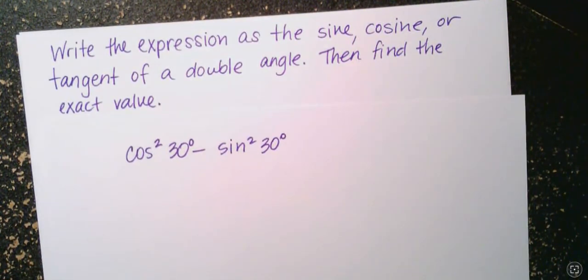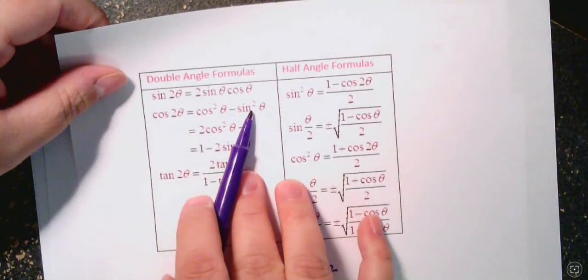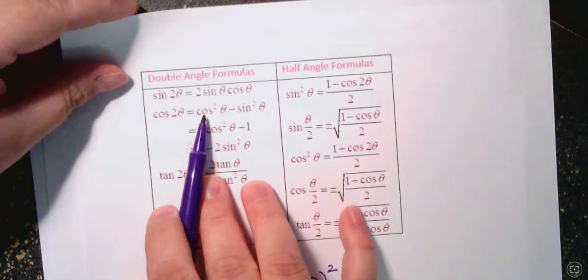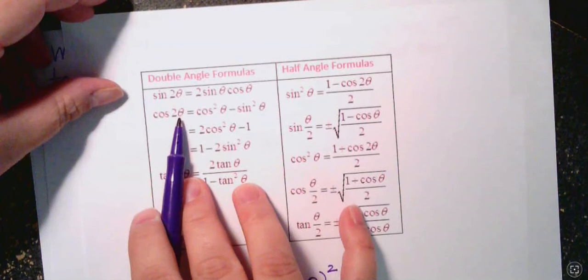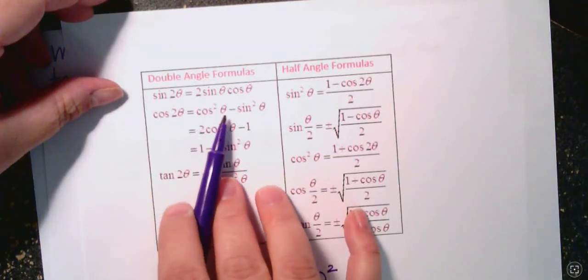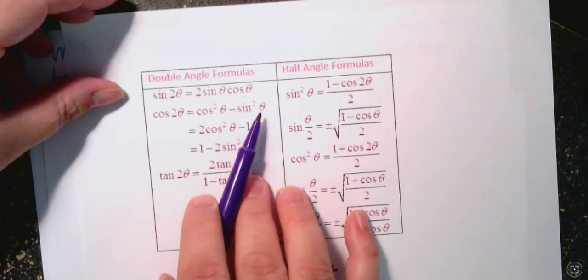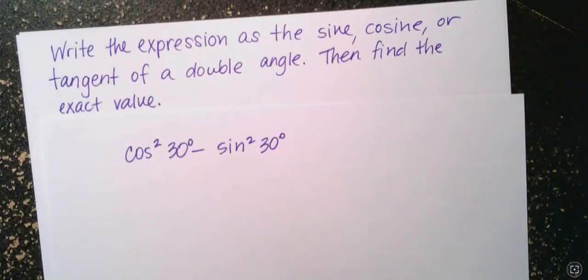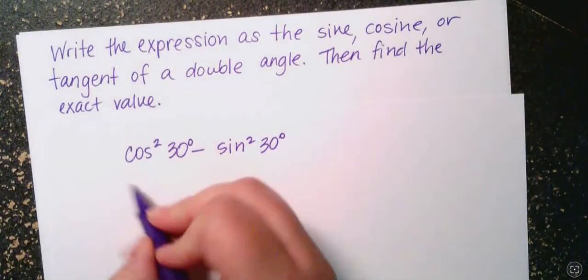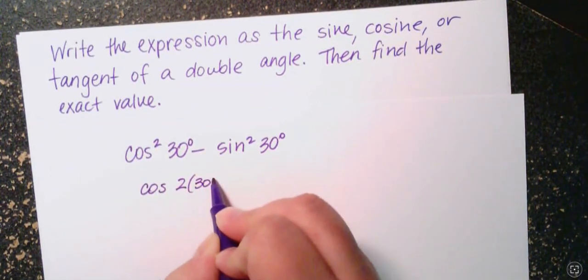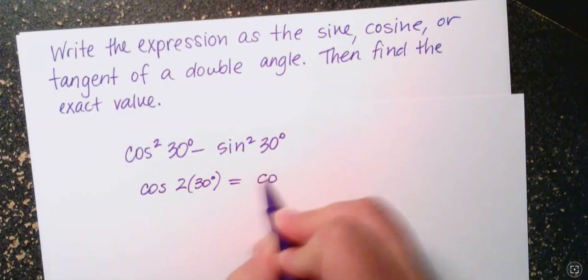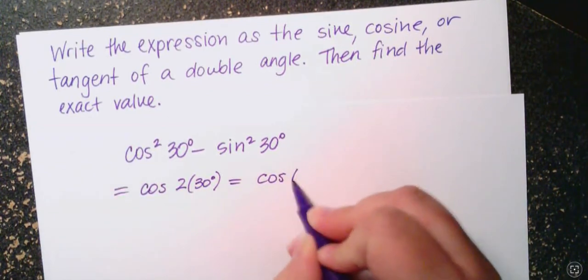So again, I look at that and I think, hey, that looks familiar. Haven't I been doing something with cosine squared minus sine squared? And the answer is yes, I have, if I've been doing double angles with cosine. So cosine of 2 times the angle is the same as cosine squared of the angle minus sine squared of the angle. So here my angle is 30. So this is cosine of 2 times the angle, which is 30, which is cosine of 60.